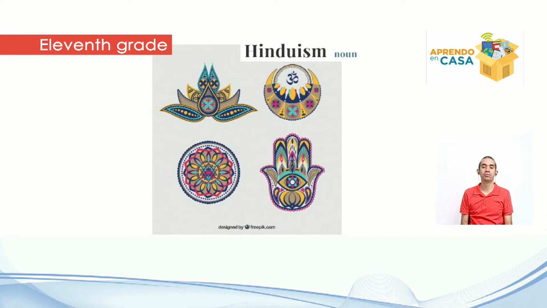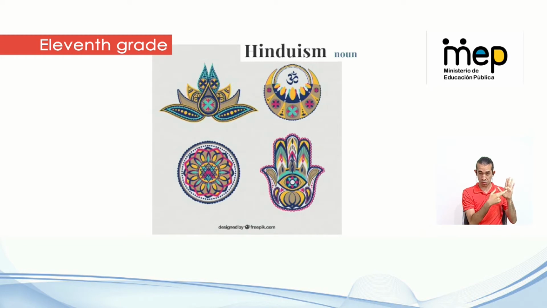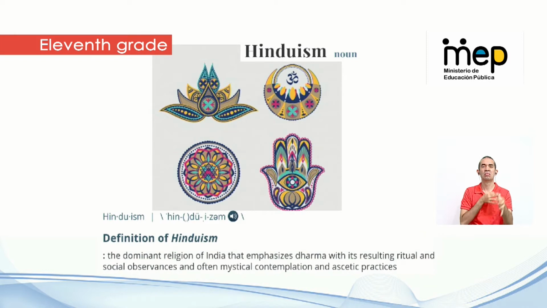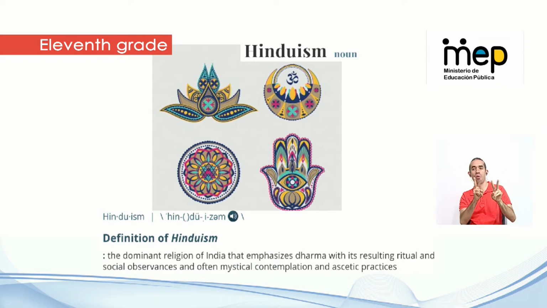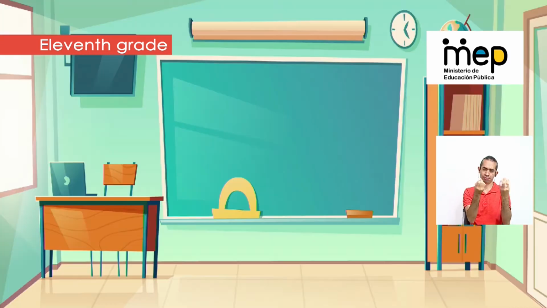And the last word that we have for today is the word Hinduism. Look at those symbols. Actually, those are representations. Remember the word represent? Those are representations of Hinduism. So let's look at the definition again from the dictionary. It says that Hinduism is the dominant religion of India that emphasizes Dharma with its resulting ritual and social observances, and often mystical contemplation and aesthetic practices. So Hinduism is our religion, as many other religions that we have in the world, okay?